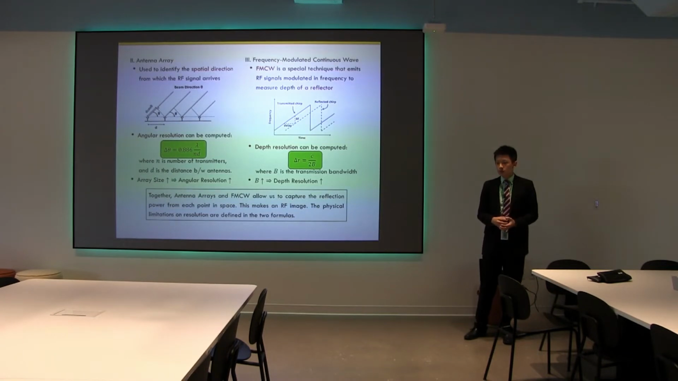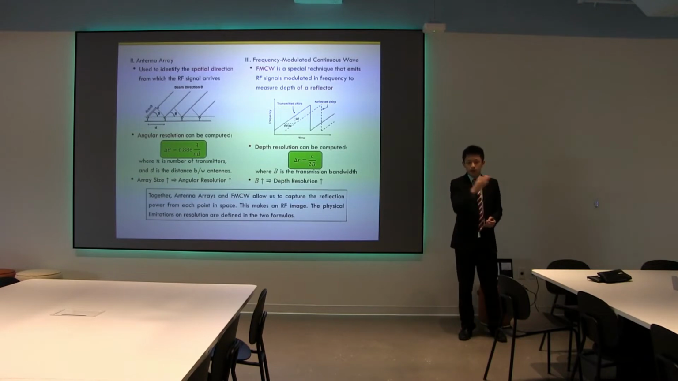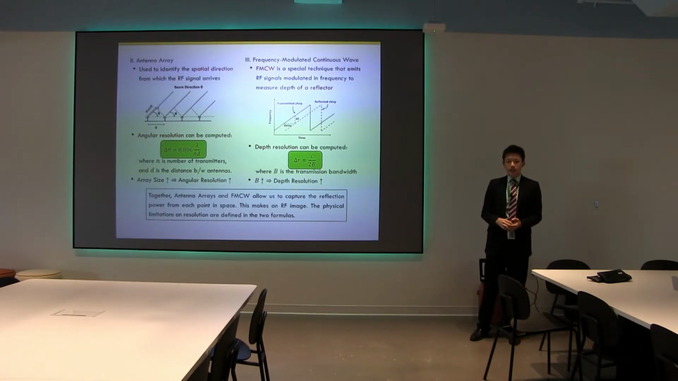Number one, we need to be able to determine where signals are coming from. Are they coming from left, right, up, down, or whatever the other directions are? And that can give us an idea of spatial direction. But that's not enough, right? Because we also need to know how far you are.